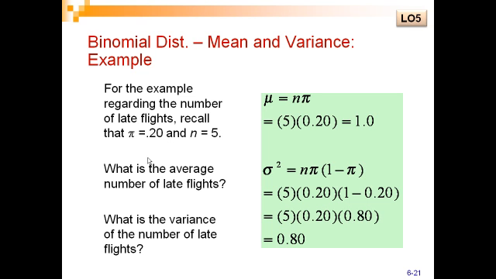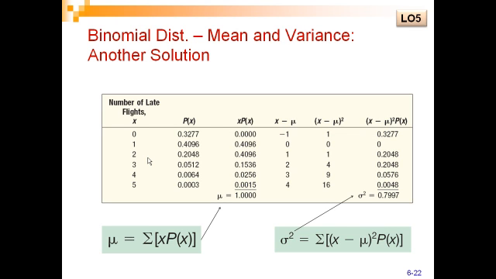Example. For the example regarding the number of late flights, recall that pi equals 0.2 and n equals 5. So what is the average number of late flights? What is the variance of the number of late flights? Using the previous formulas, you will get mu equal to 1 and the variance equal to 0.8. The mean of 1 and the variance of 0.8 can be verified from the formulas.